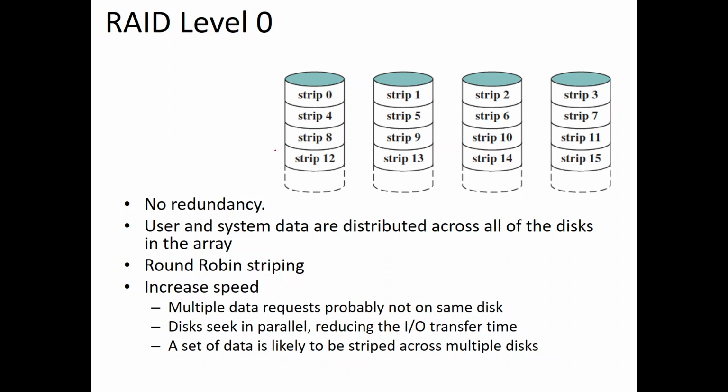Okay. So, the user and system data are distributed across all of the disks in the array. So, kalau kita ada user data ataupun system data, okay, dia distributed. Okay, dia distribute across all the disks. Okay. So, the striping concept ataupun kita kata mechanism menggunakan round robin.